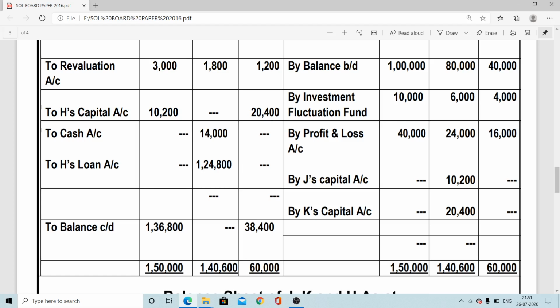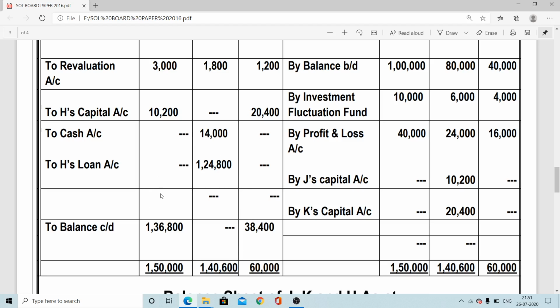And since the remaining partners want to continue their business, we have to calculate their present capital balance. So total of the credit side minus debit side. Total of the credit side, 1,50,000 and 60,000 that we posted here. From 1,50,000, these two, 3,000 and 10,200, we have to deduct, and that is the present balance, 1,36,800. The same way for the third partner here also. Out of 60,000, these two have to be deducted, and the present capital balance here is 38,400.